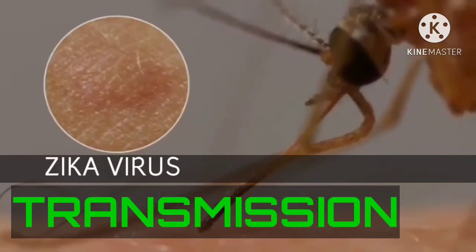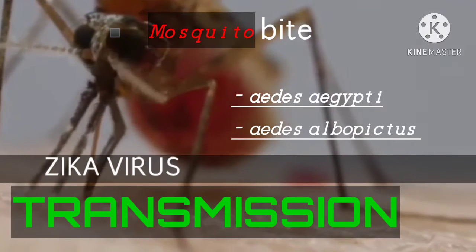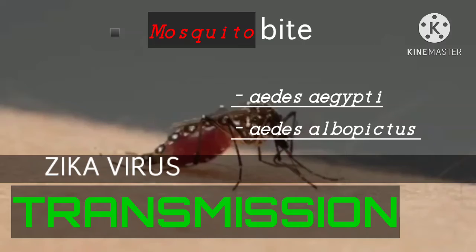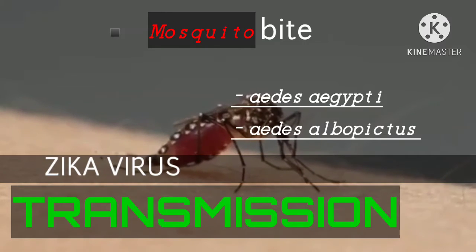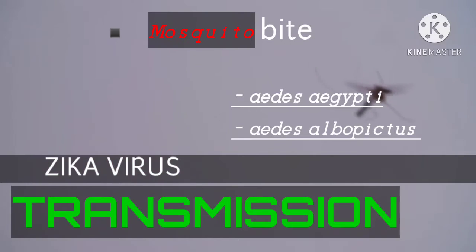Zika virus is transmitted by the bite of the Aedes aegypti mosquito, the same mosquito that transmits dengue fever and yellow fever, and it can also be transmitted by Aedes albopictus. Aedes mosquitoes usually bite during the day, in the early morning hours, late afternoon hours, and evening.